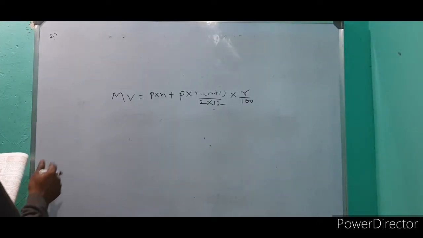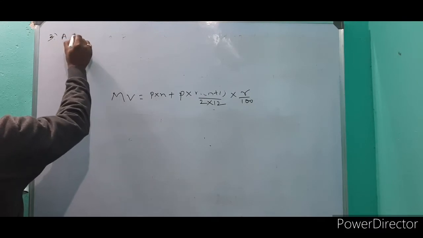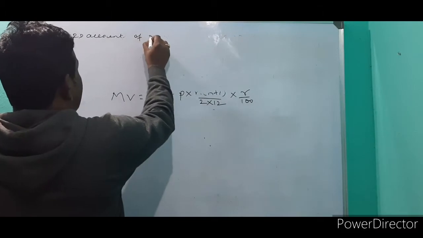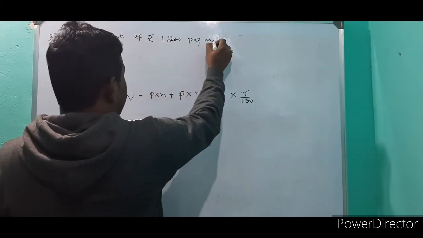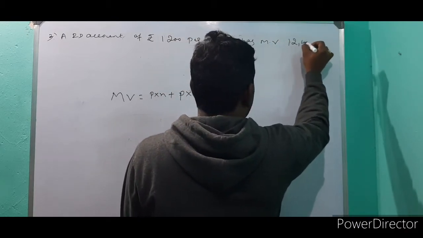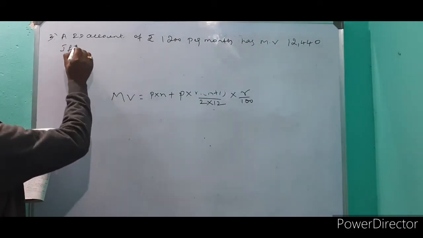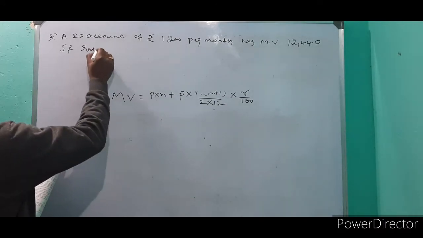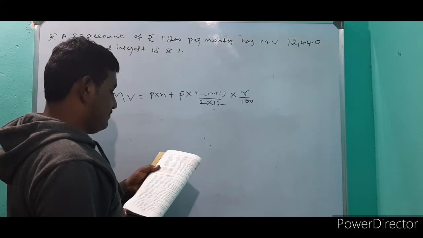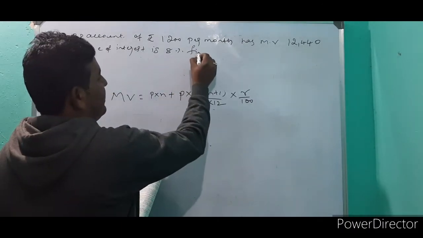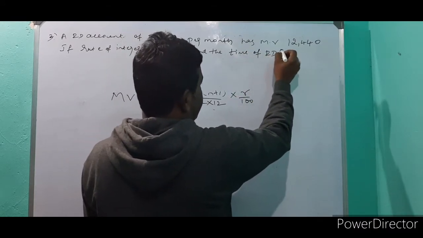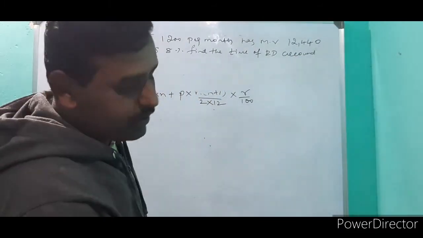First we will write the problem. Third problem. An RD account, in the exam they give recurring deposit account, I am just writing in short form, of rupees 1200 per month has maturity value 12,440 if the rate of interest is 8%. Find the time of the RD account.